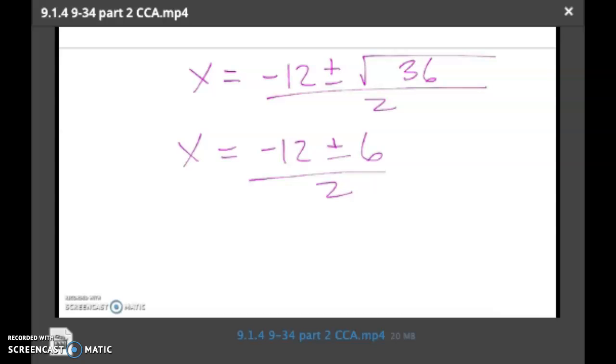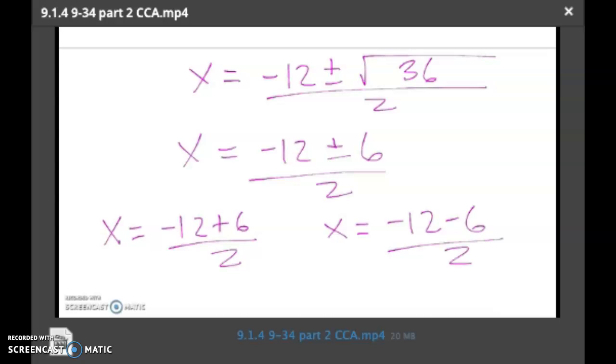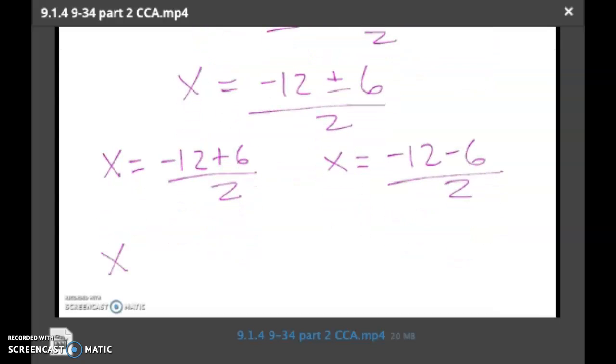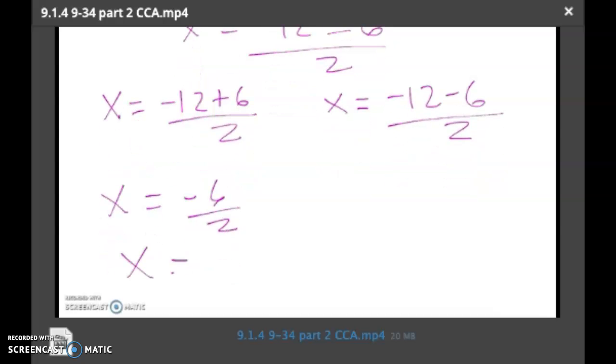And then now we can split it up. So we have one of our roots is negative 12 plus 6 over 2. The other one is x equals negative 12 minus 6 over 2. And if I simplify, negative 12 plus 6 gives me negative 6, and that's divided by 2, which gives me x equals negative 3. And my other root, negative 12 minus 6 is negative 18, divided by 2, and we get that our other root is x equals negative 9.